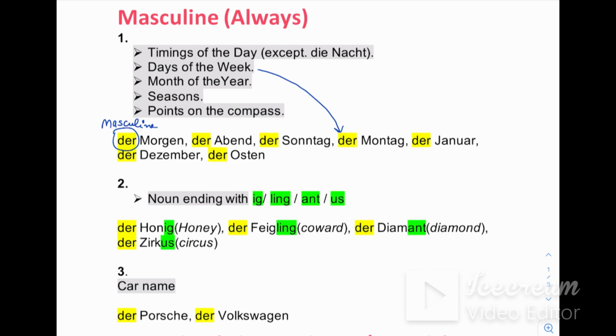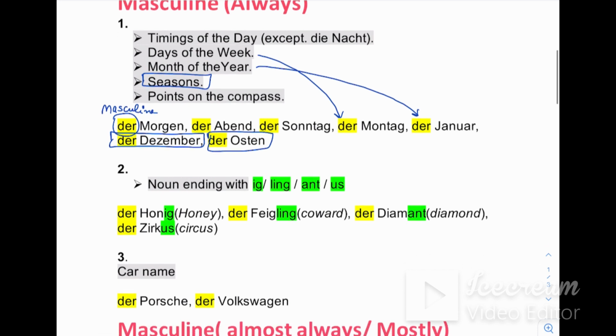Now months of the year: der Januar, der Februar, der Juni, der Juli, der Dezember. These all take the masculine article. Now the next point, seasons. Again seasons take masculine, der Herbst and all. Now points on the compass again take masculine. I hope these points are clear to you. These are the tips and tricks to memorize masculine nouns.